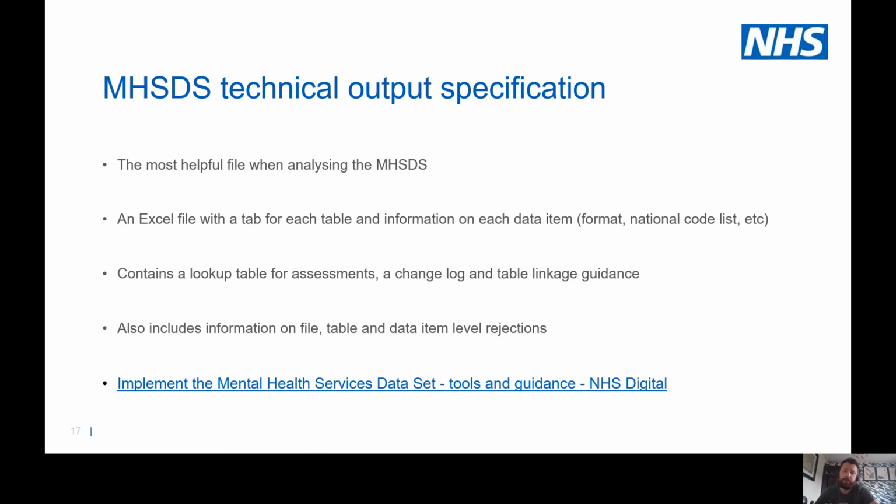But we will cover that in much more detail when we talk about how the MHSDS lives inside the NCDR. It also includes information on file, table, and data item level rejections. And there's a link in the slide pack as well, which I hope will accompany the video. But I've got an example here.